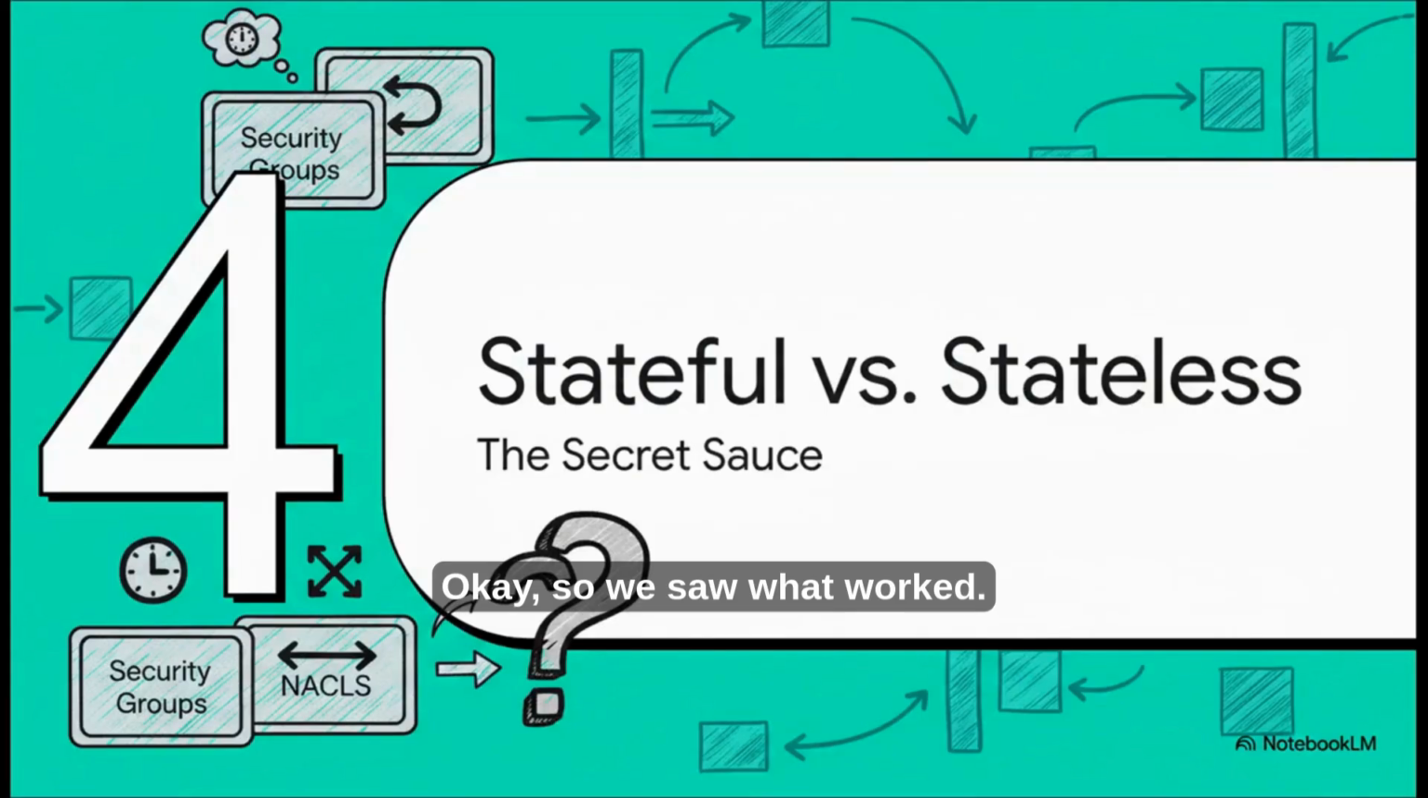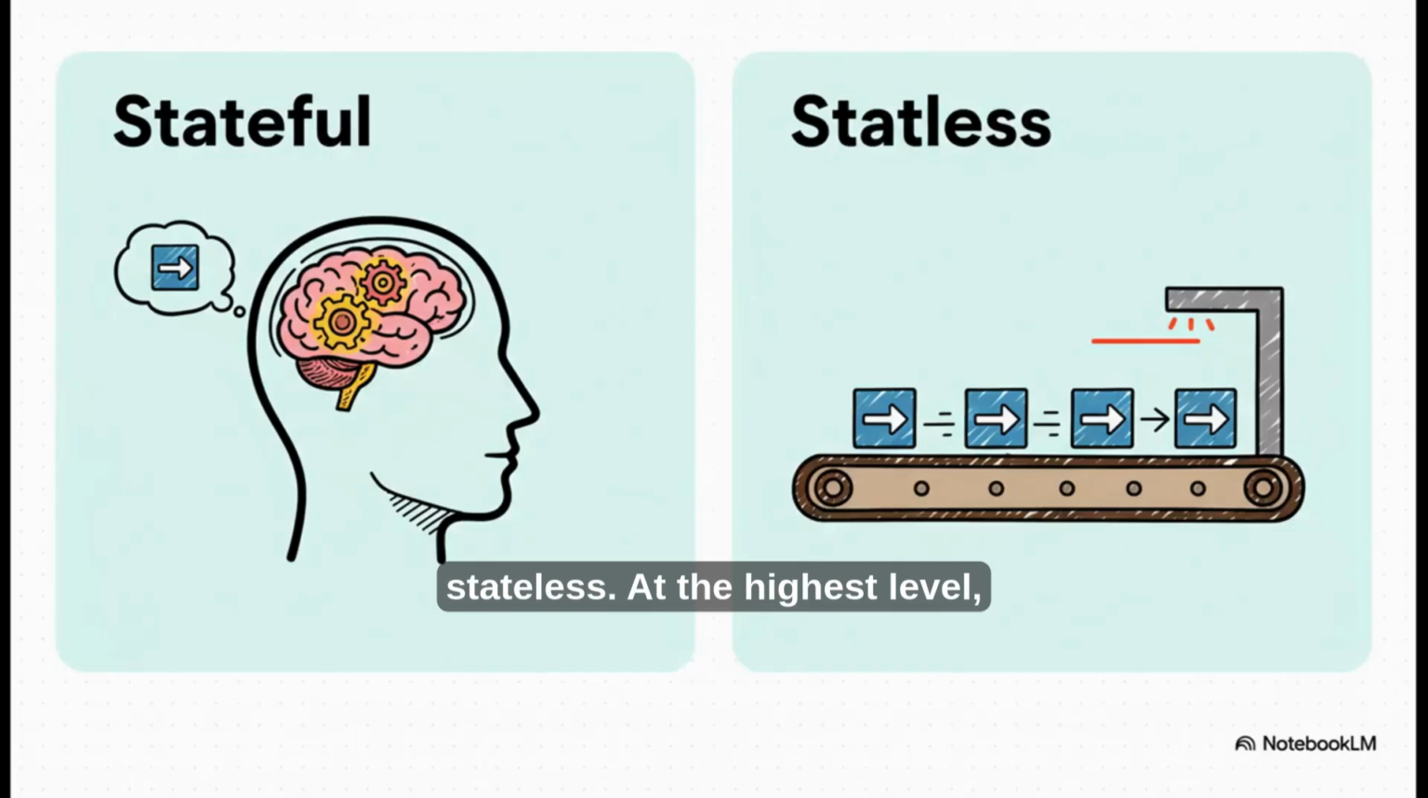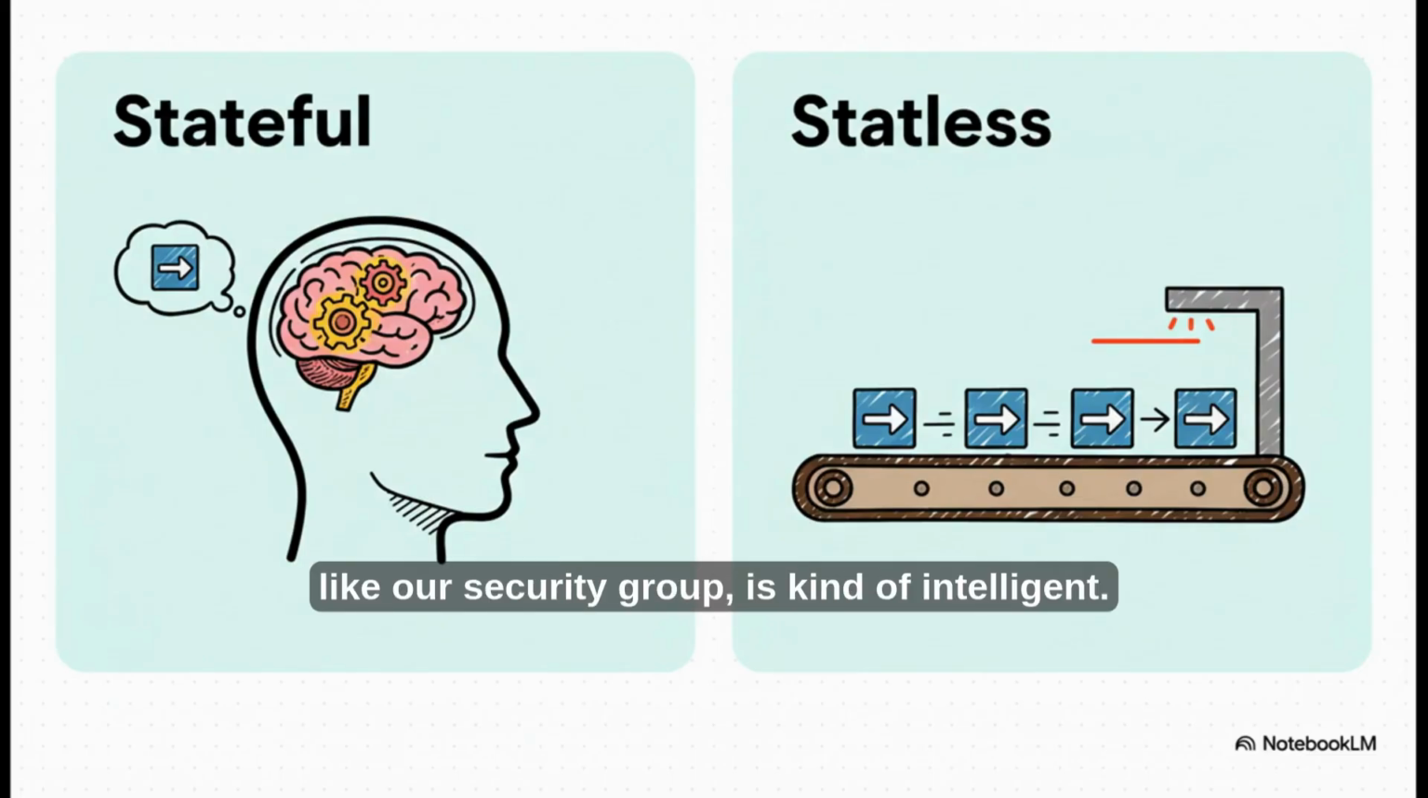Okay, so we saw what worked. The NACL saved the day. But now let's get into the why. What is it deep down that makes a security group and a NACL behave so differently? Well, the secret sauce is whether they are stateful or stateless. At the highest level, it all comes down to memory. A stateful firewall, like our security group, is kind of intelligent. It actually remembers the conversations, the connections that are passing through it.